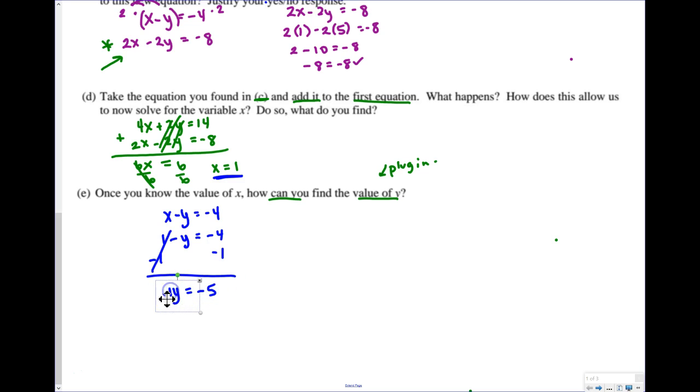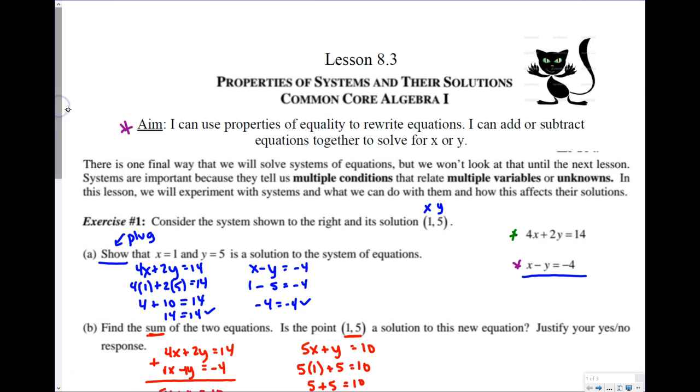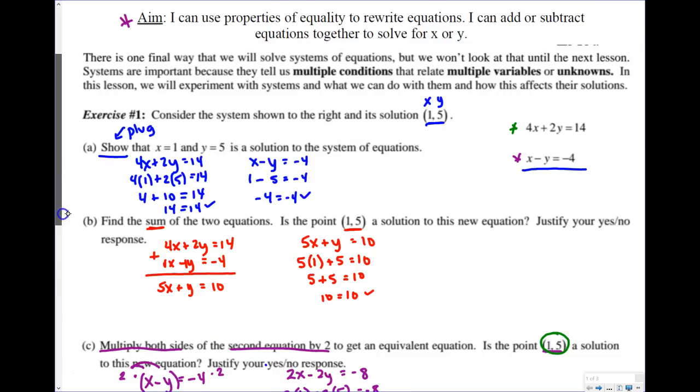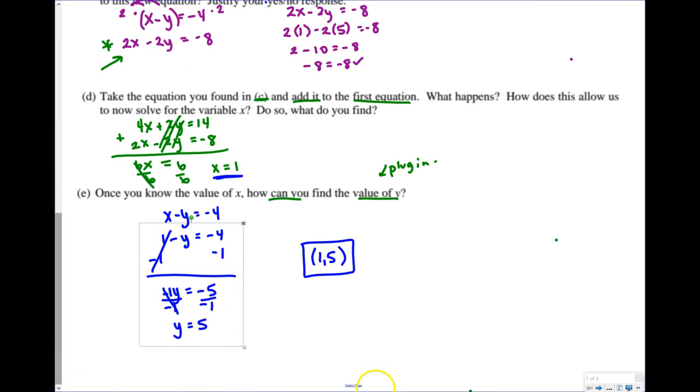But I've got to get rid of this negative in front of the y, so I'm going to divide both sides by negative 1. And I get y equals positive 5. And that's exactly what my solution is, (1, 5). The problem told me that in the very beginning, that it was (1, 5). And now I just solved it myself by eliminating this right here.